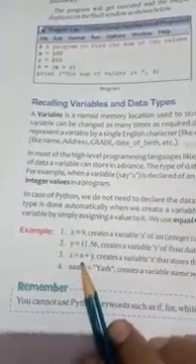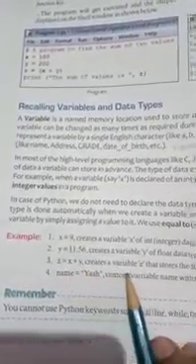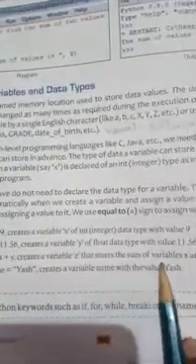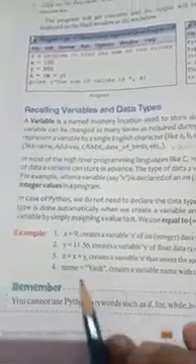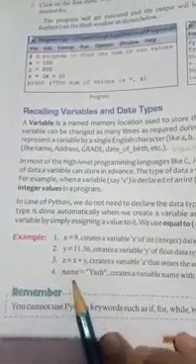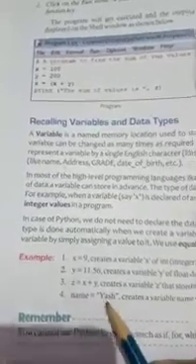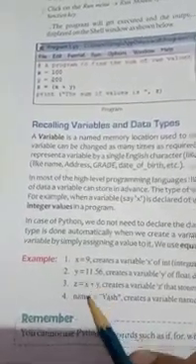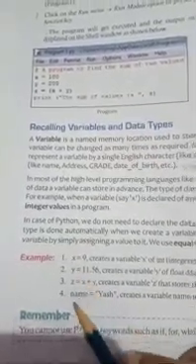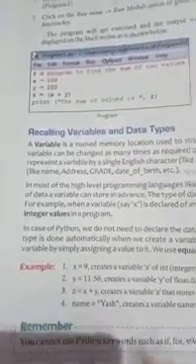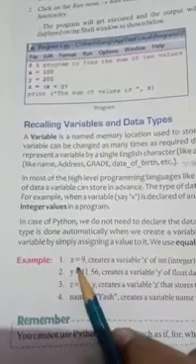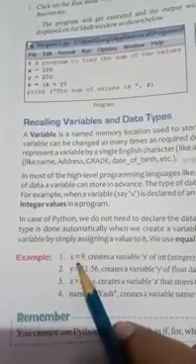So if x is an integer and y is an integer, then it creates a variable z that stores the sum of variables x and y. Name equal to Yash creates a variable name with the value Yash. So this is the string variable. So in Python, the variable type, what type of value that variable holds, is decided automatically when we create a variable and assign a value using the equal to operator.